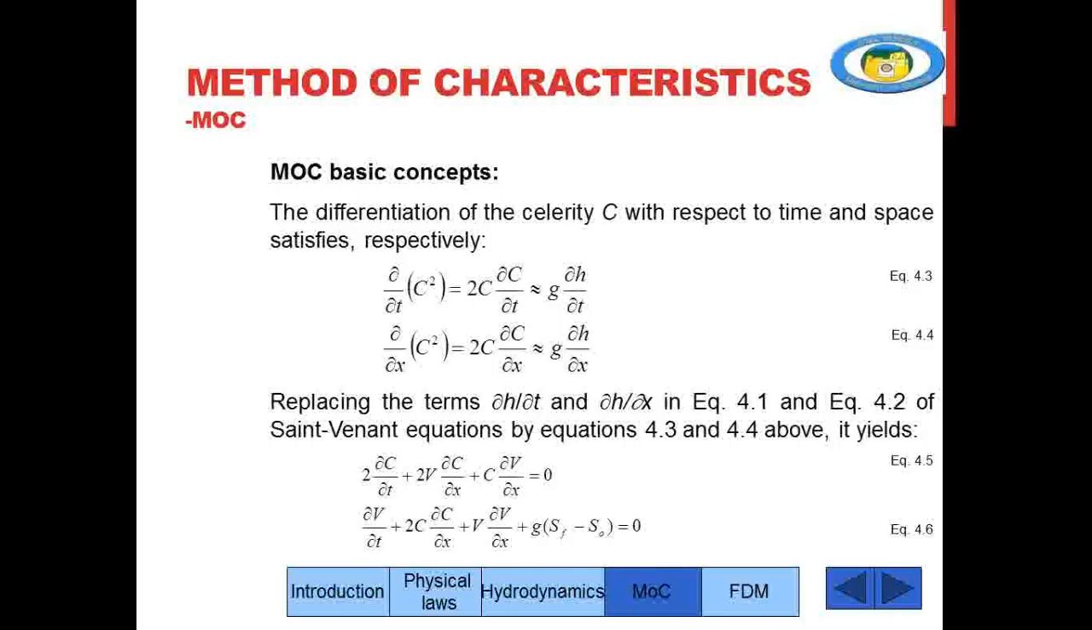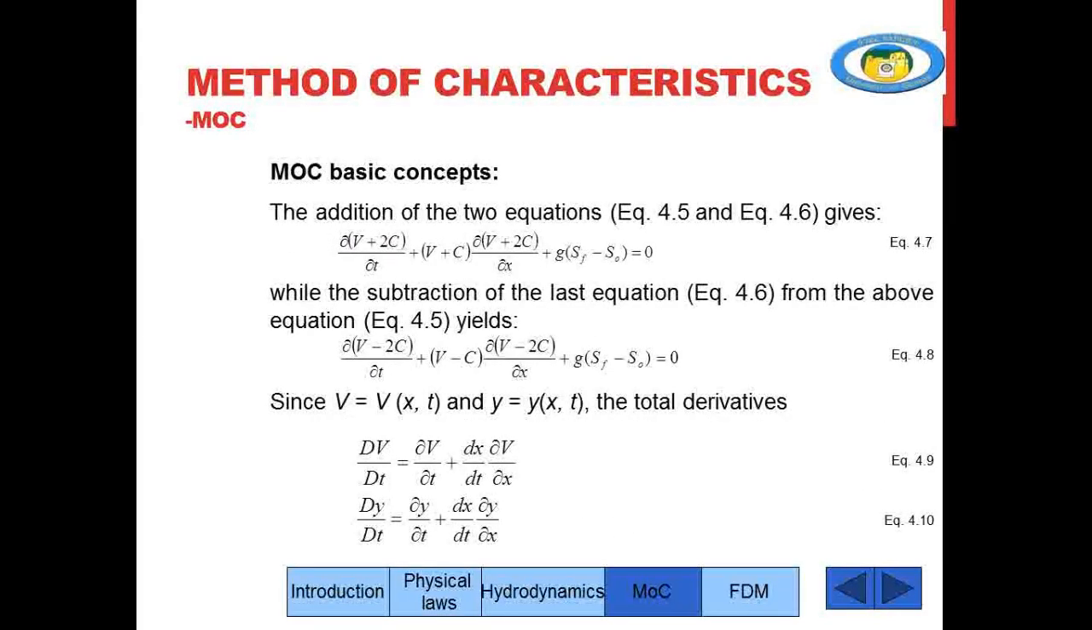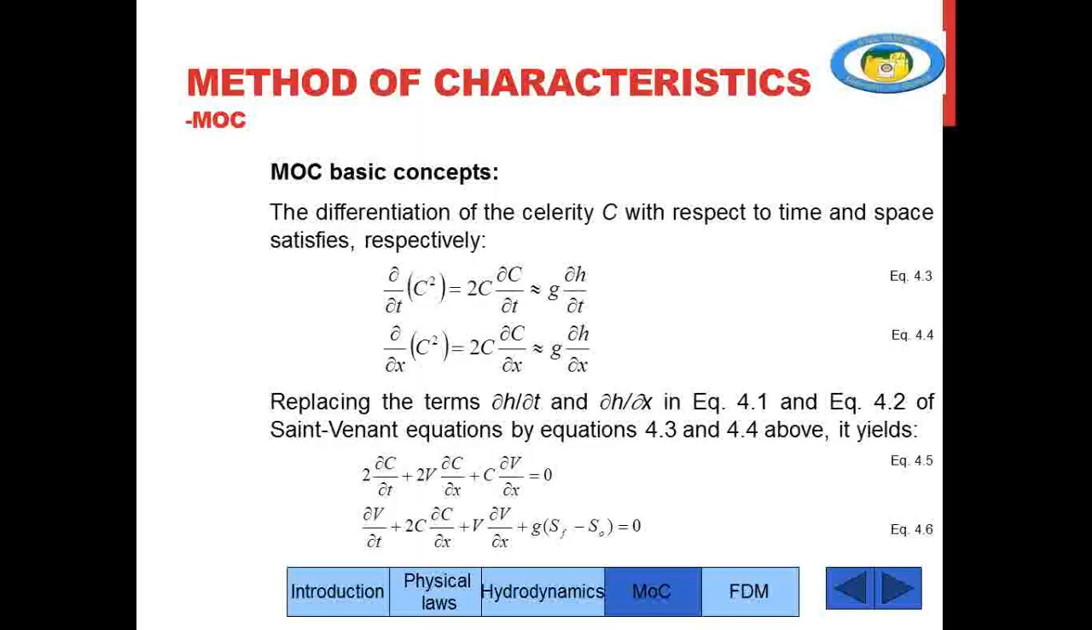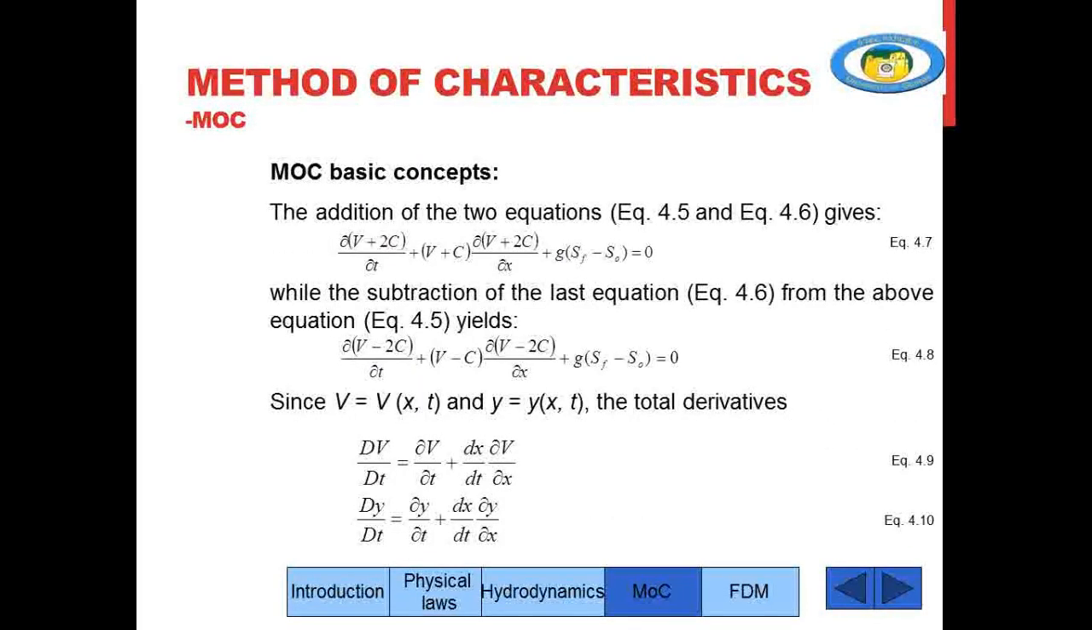Now, using these two sets of equations, if you add equation 4.5 and equation 4.6, then you would obtain this equation, which is equation 4.7. If you deduct equation 4.6 from equation 4.5, then you would obtain equation 4.8 here.